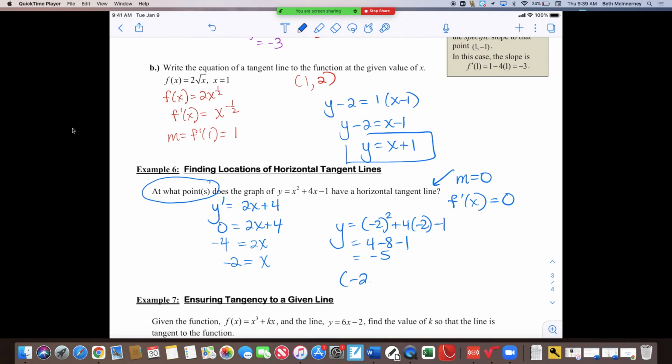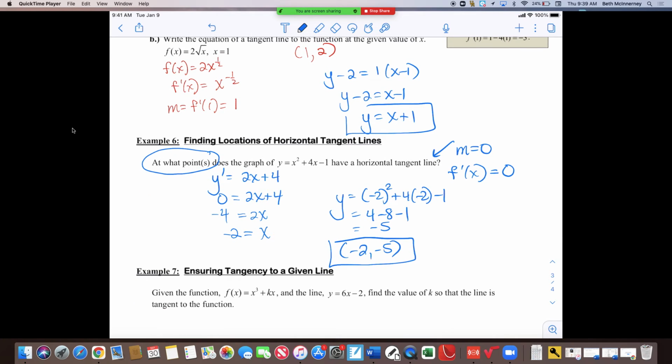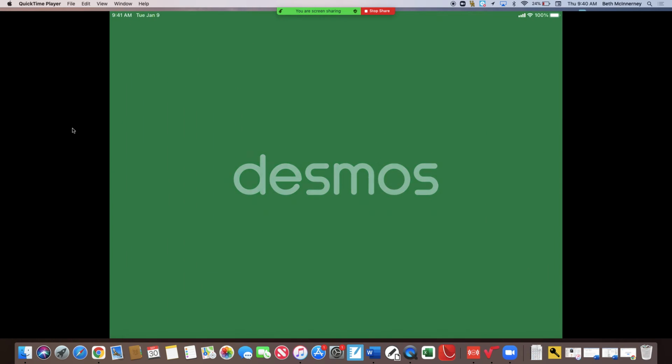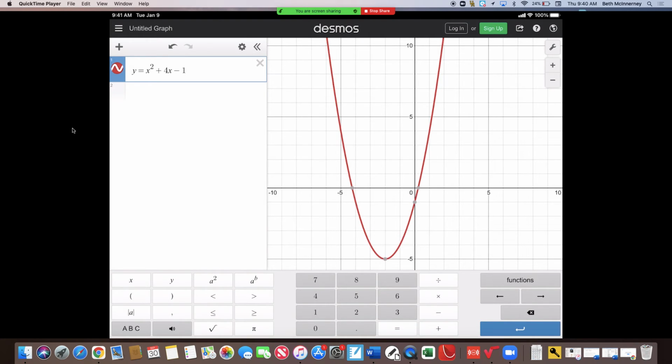So the point is -2, -5. So, you know what would be cool is, let's go to Desmos. Let me pull up my Desmos real quick and show you this. This is y equals x squared plus 4x minus 1.